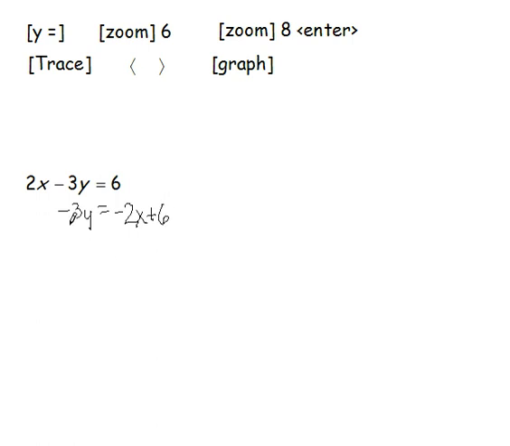And next, we want to divide everywhere by negative 3. The resulting equation that we get is y equals 2/3 x minus 2. We're ready to go ahead and graph right now.